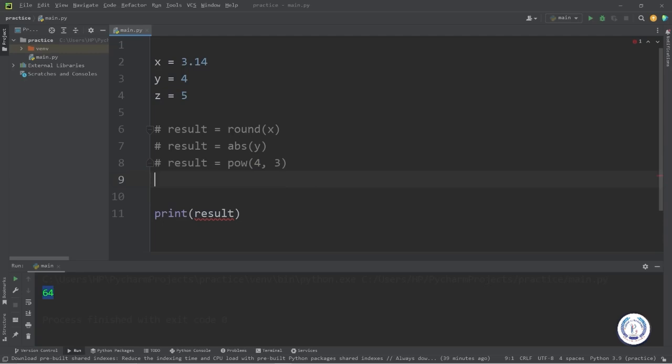The next two are really useful. Using the max function, we can find the maximum value of various values. What's the maximum value between x, y, and z? Then I'll just need to store this value. Result equals the max between x, y, and z. Well, the maximum value is 5. Otherwise, there's min.